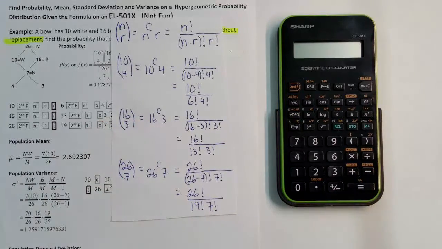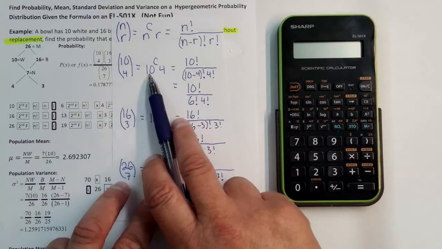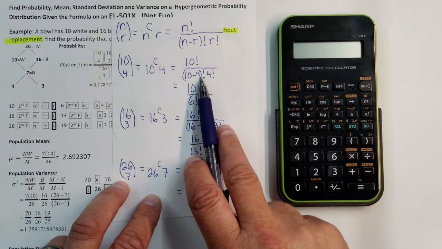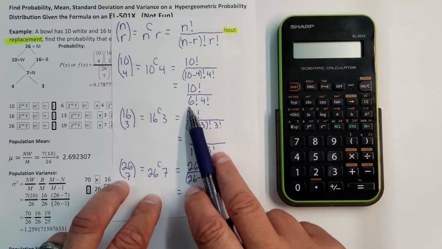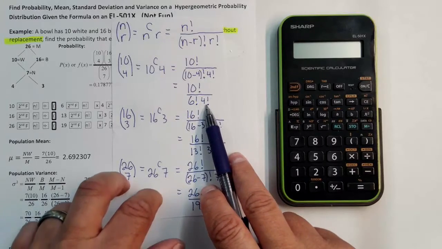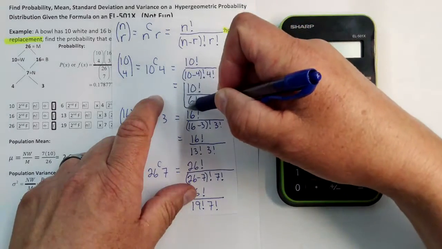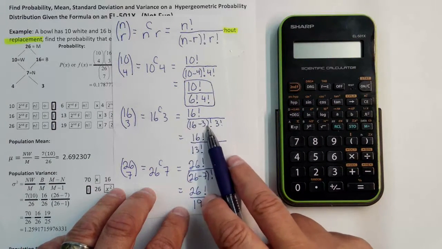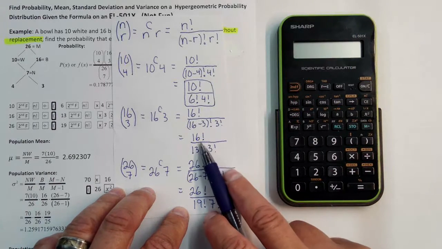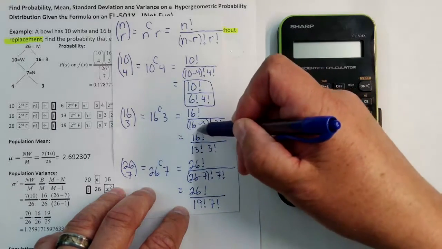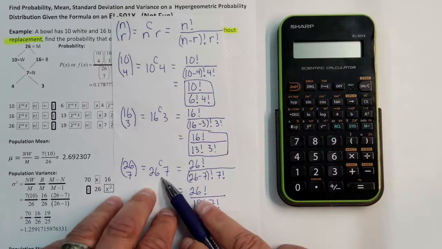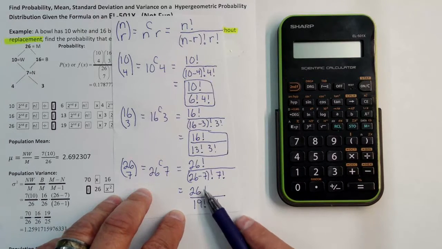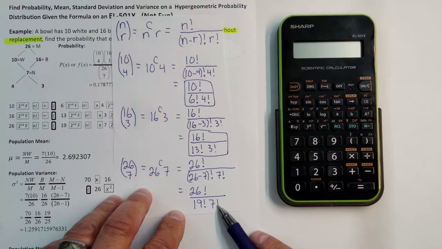So 10 choose 4, which can also be written 10C4, is 10 factorial all over the quantity of 10 minus 4 factorial times 4 factorial. That would be 10 factorial divided by 6 factorial times 4 factorial. This is the way we're going to be doing our problem. 16 choose 3 is 16 factorial over the quantity of 16 minus 3 factorial times 3 factorial, so 16 factorial over 13 factorial times 3 factorial. Now this last one is 26 choose 7: 26 factorial over 26 minus 7 factorial times 7 factorial, so 26 factorial over 19 factorial times 7 factorial.